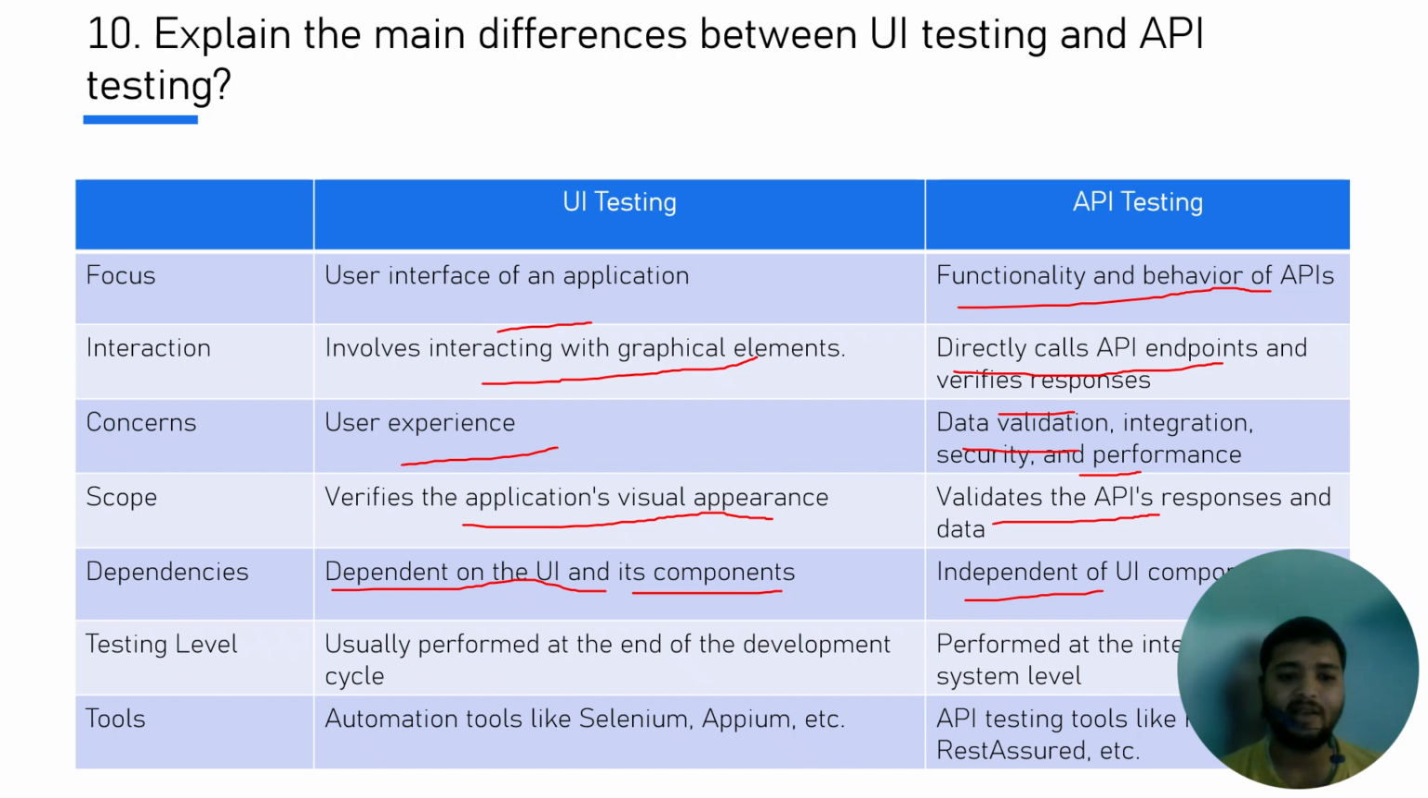UI testing is usually performed at the end of the development cycle, and API testing is performed at the initial system level. UI tools include automation tools like Selenium, Appium, etc. API testing tools include Postman and REST Assured.